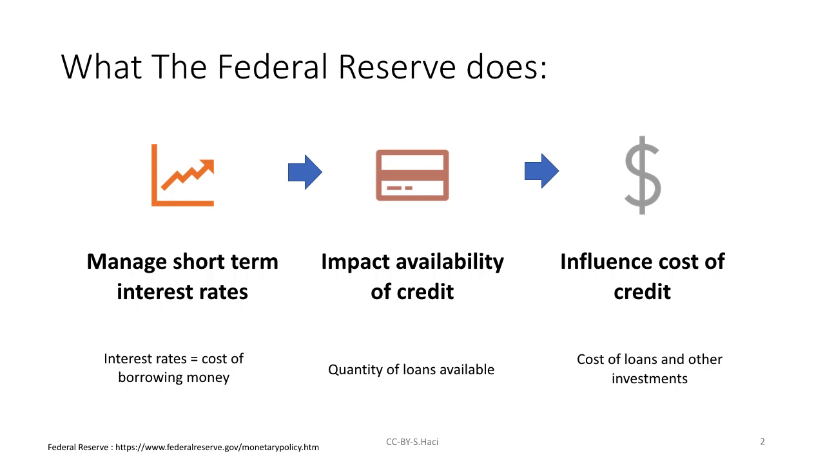By managing the short term interest rate, the Fed can determine how much credit is available, how much loan can be made by banks to businesses and households. And they can also influence the cost of credit. If interest rates are very high, then the cost of getting credit, getting a loan, is high, and that has consequences.